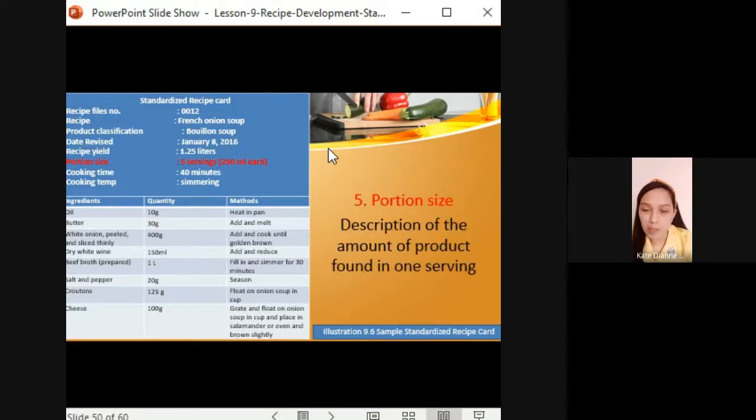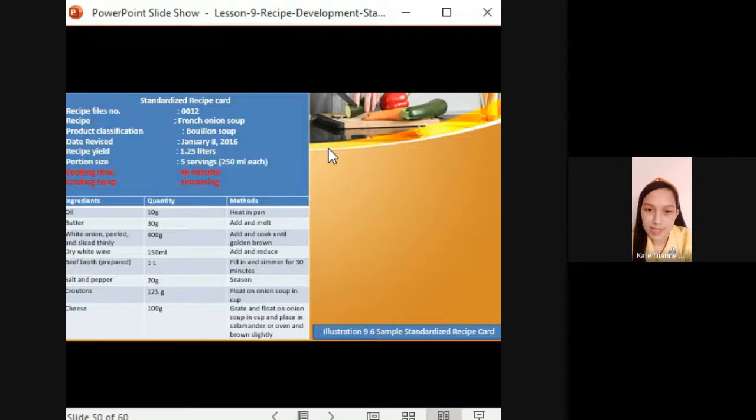Number 5 is the portion size. Description of the amount of product found in one serving. So, gaano karami or gaano kalaki, no, sa ating per portion. So, yan yung portion size. Ayan yung sa sample natin dyan. Ang portion size is 5 servings. So, sa isang serving is merong 250 ml. So, yun yung ating portion size. Next, sir.